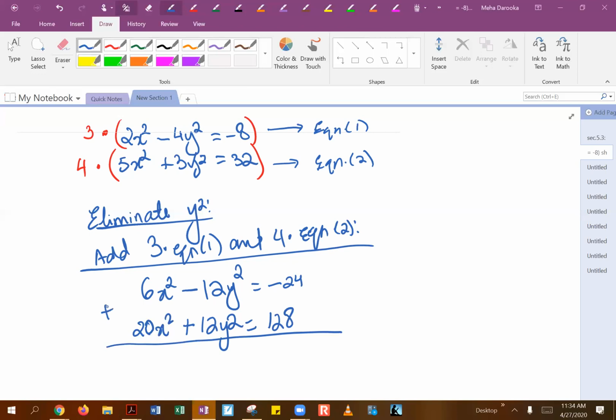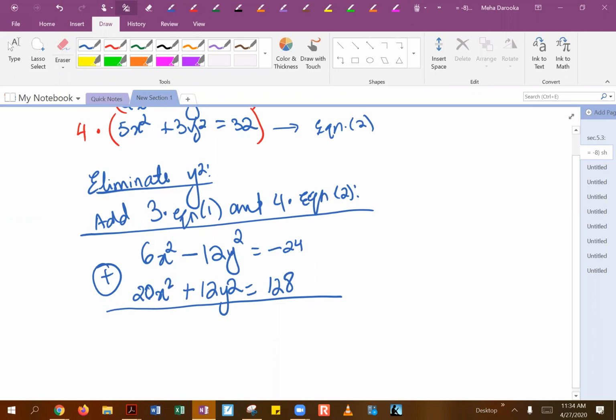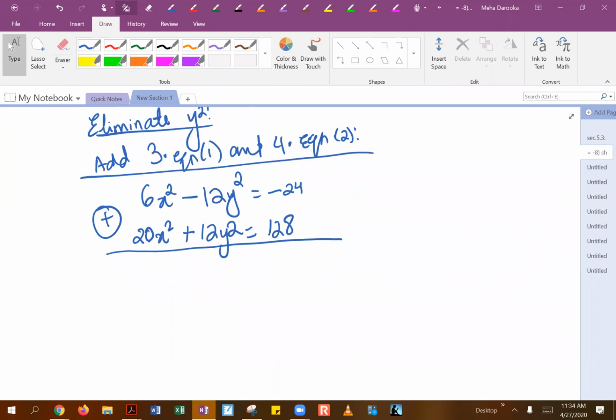Now we're ready to add these two equations. So what do we get once we're done adding them? 26x squared. Okay, 26x squared. The y terms, of course, cancel out.